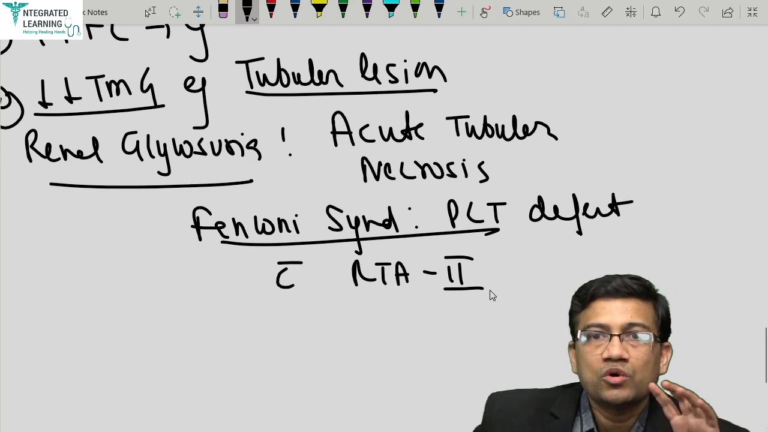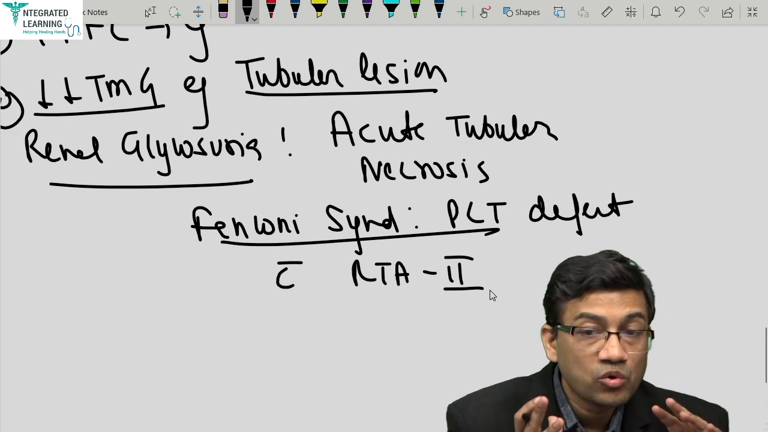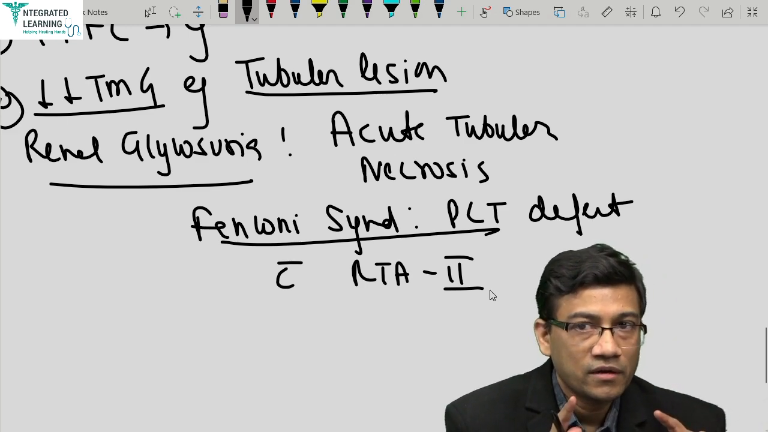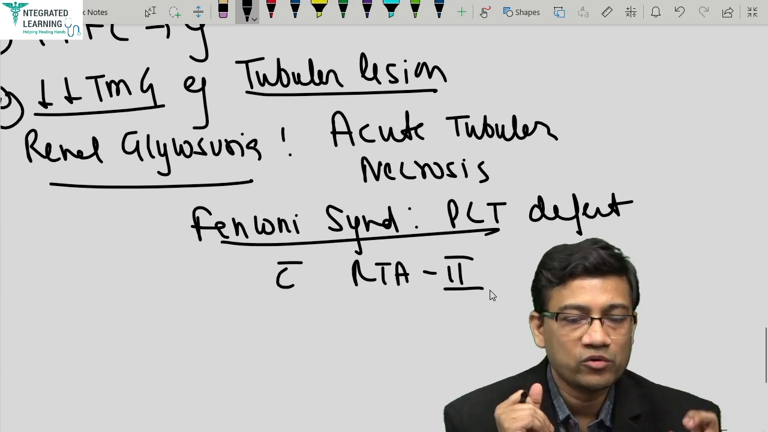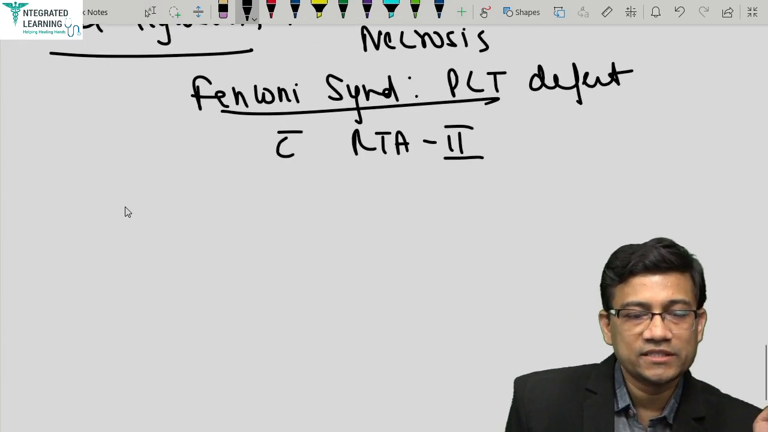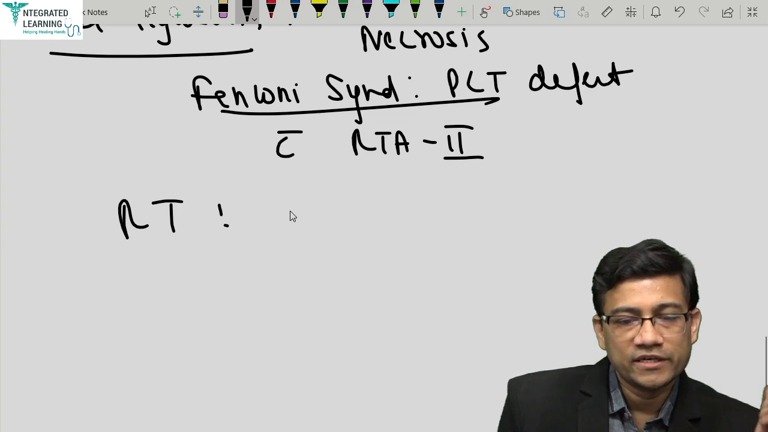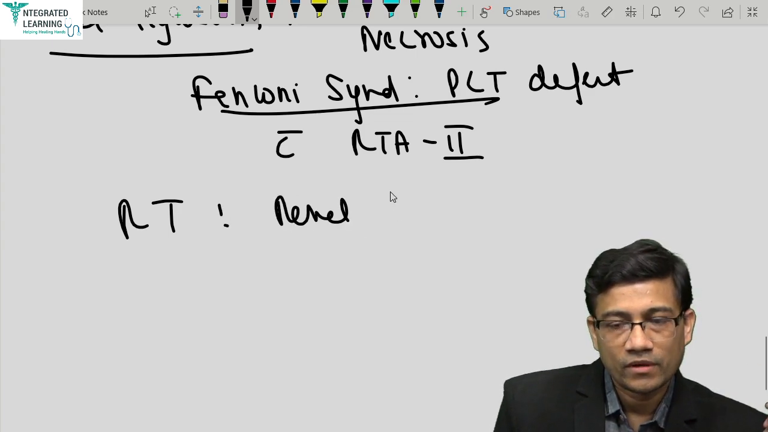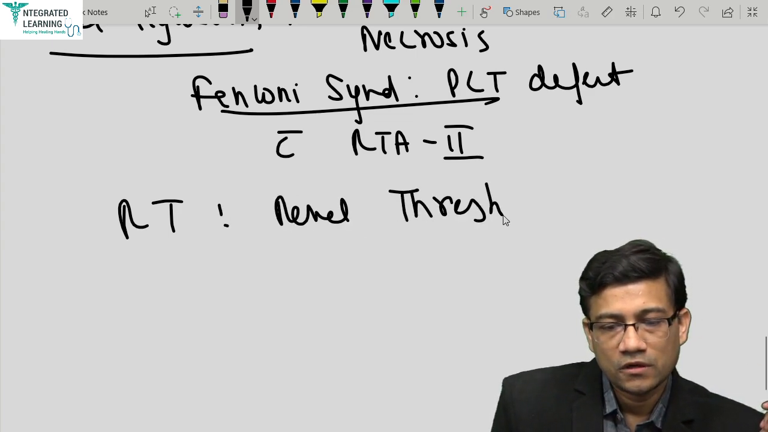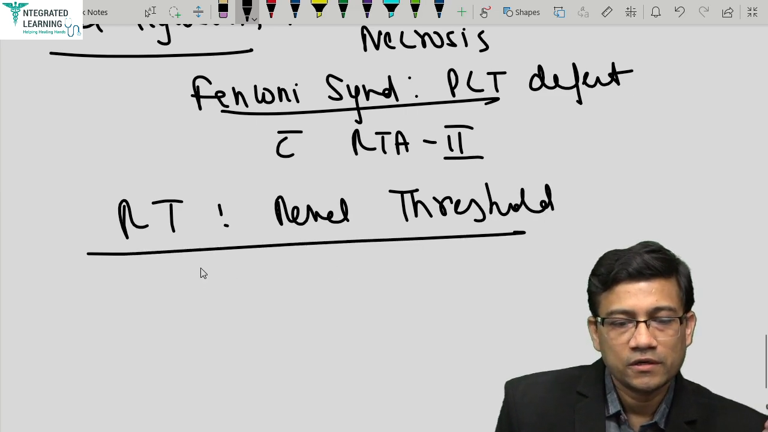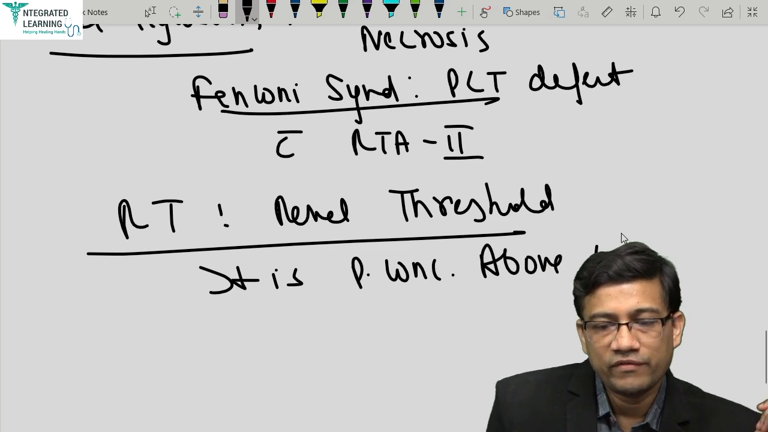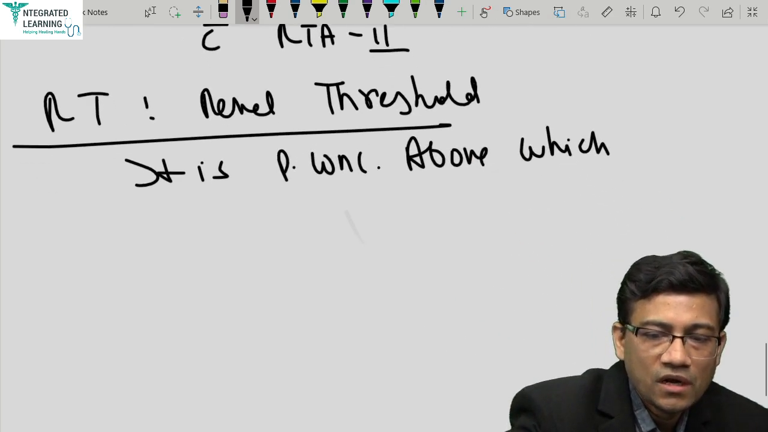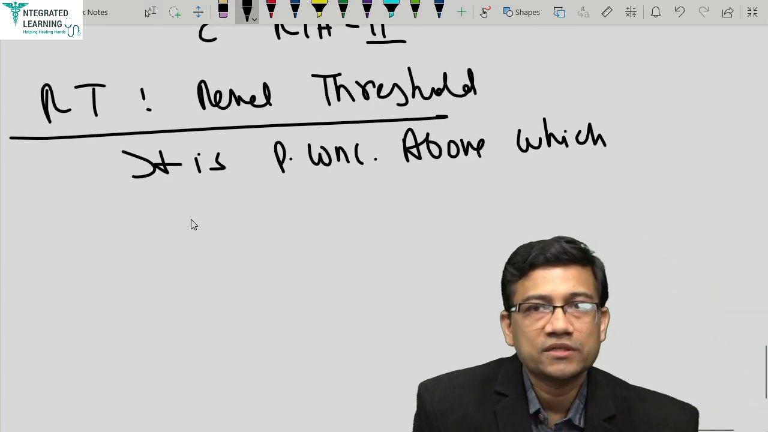So in summary, how much is glucose at threshold? 300. If filtered load is more than that, that is 375, you will have glycosuria. So that is called RT. What is RT? Renal threshold. Definition: it is the plasma concentration above which glycosuria starts.